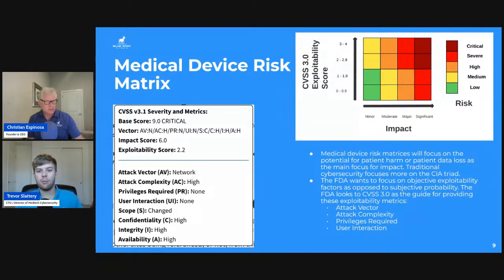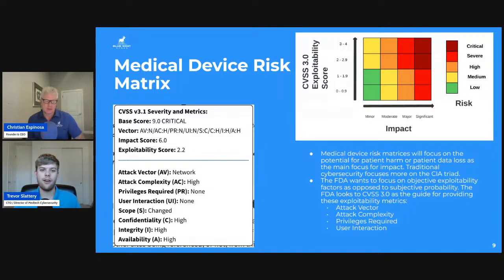When we're looking at an exploitability score, these are objective metrics. Any two testers should come to the same conclusion based on just certain facts that have to be applicable. Now, when we're looking at what the FDA talks about, they call out CVSS 3.0, which is a vulnerability scoring system that has been around for a long time. It's very common in medical device assessments and in just general cybersecurity assessments. We're specifically looking at the exploitability factors.